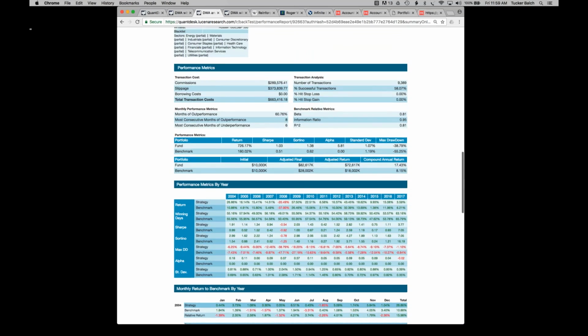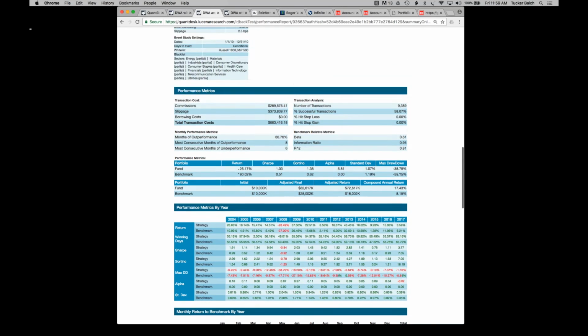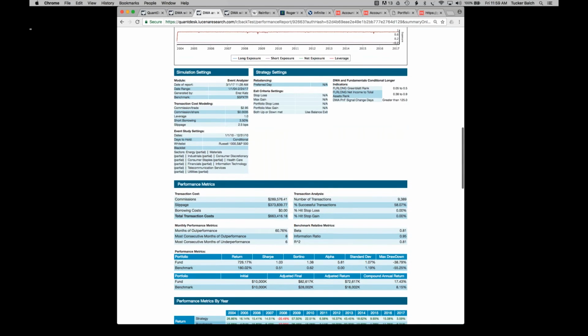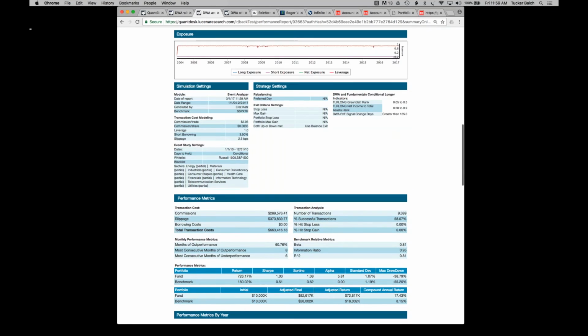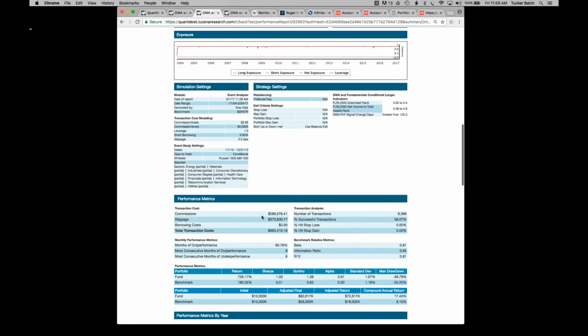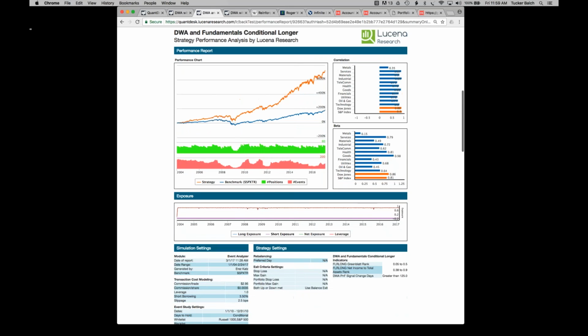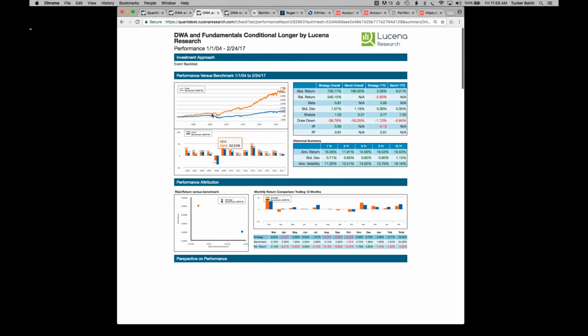One thing to be sure to point out here is we do include transaction costs, and those are the settings. And here's the total accrued transaction costs over time. So in this particular simulation, we're seeing a total of about $660,000 in transaction costs over the period of this backtest.